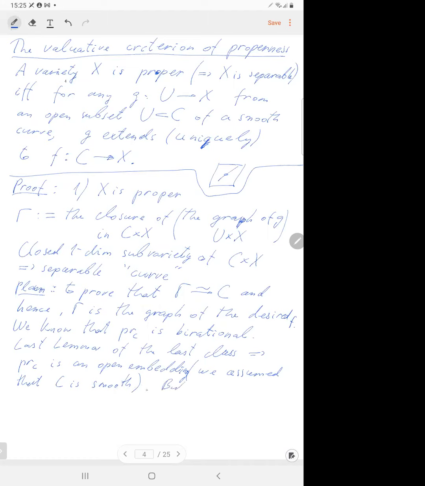But the properness of X implies that the image of gamma is also closed, and hence this projection is an isomorphism. Okay, so we proved one direction. Now the opposite direction.